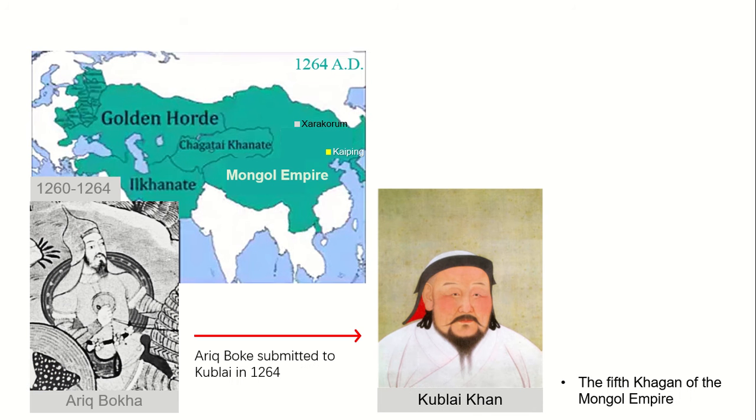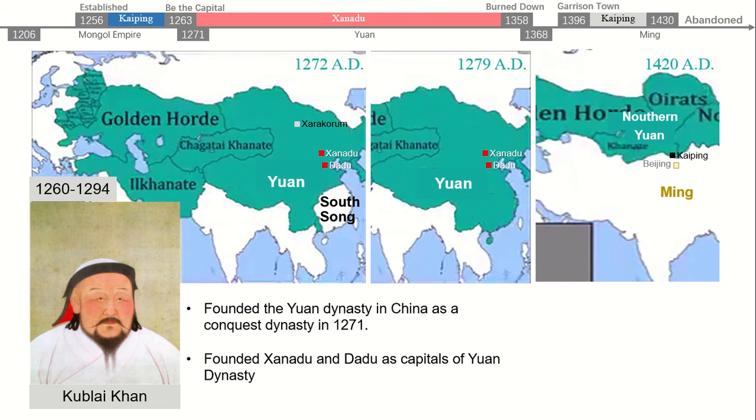In order to oppose the ruling political force of Ariq Boke, Kublai announced Kaiping to be the capital of the empire and renamed it Xanadu. In Chinese, Shangdu means upper capital. Ariq Boke finally surrendered to Kublai in 1264. In 1271, Kublai Khan officially established the Yuan dynasty in the traditional Chinese style.